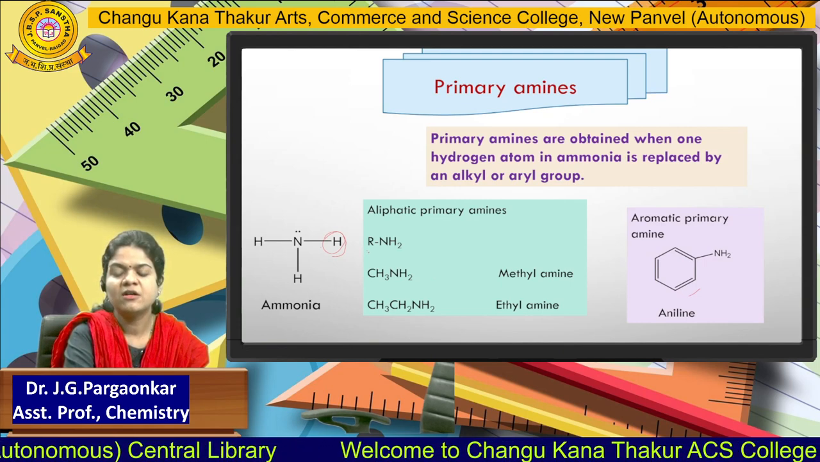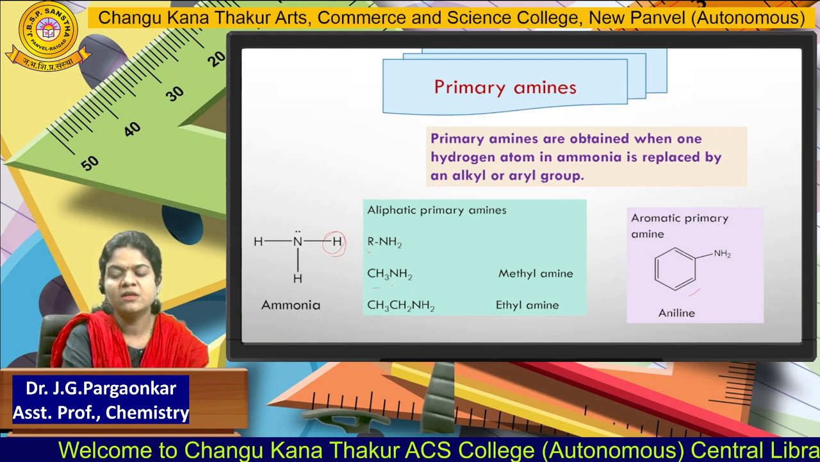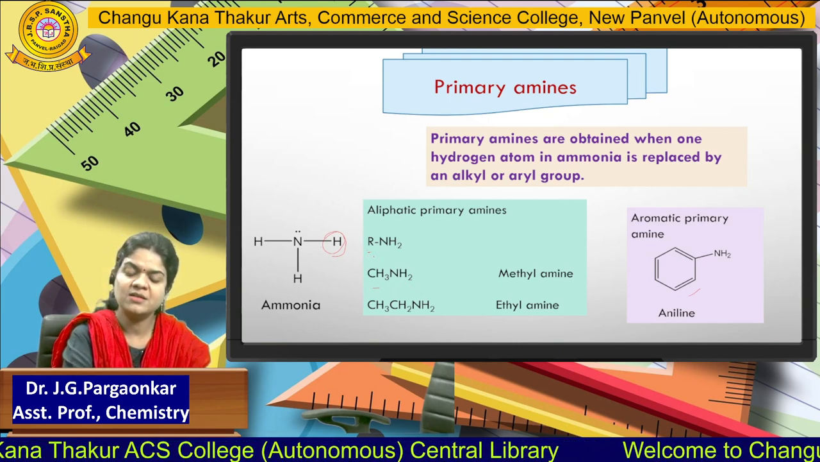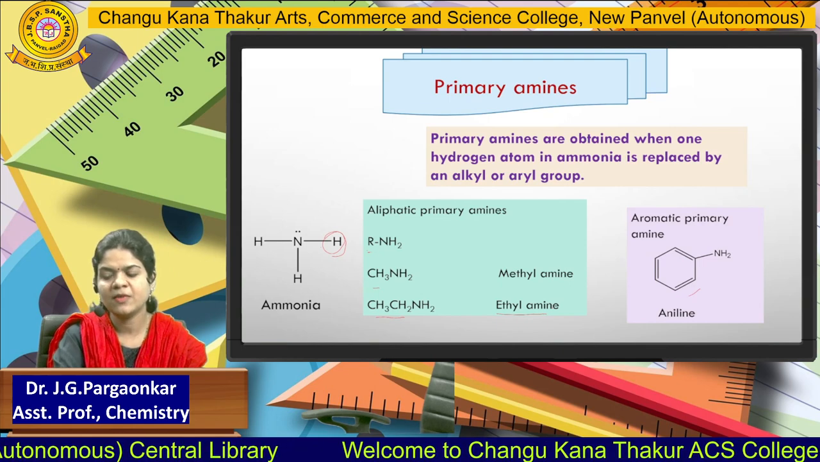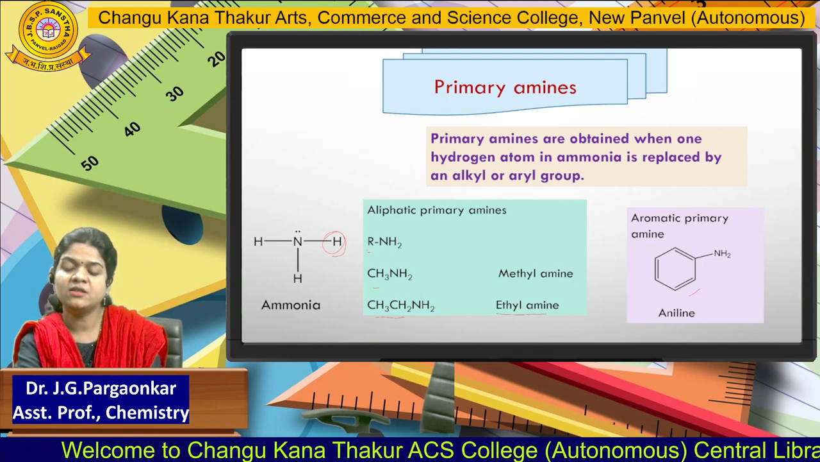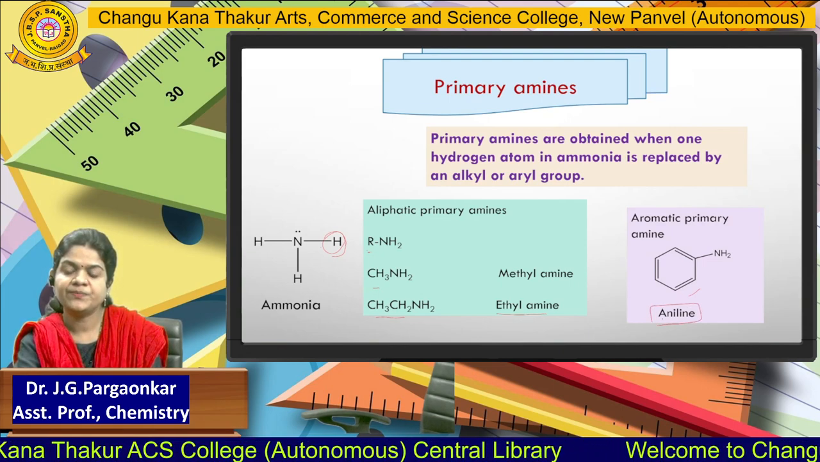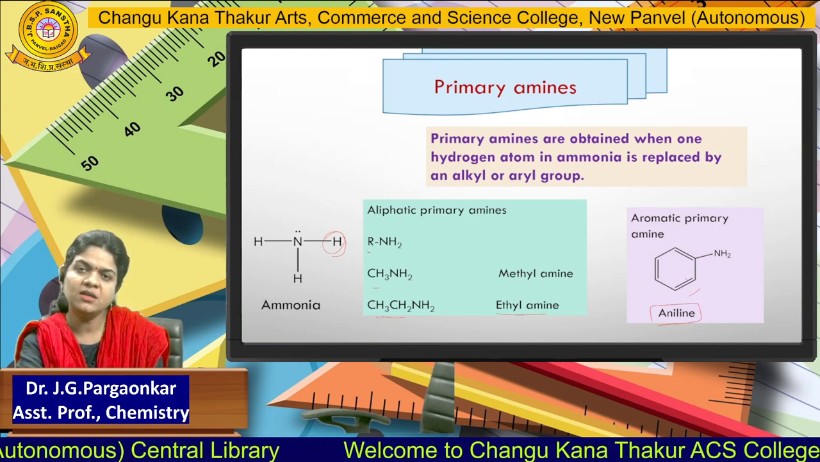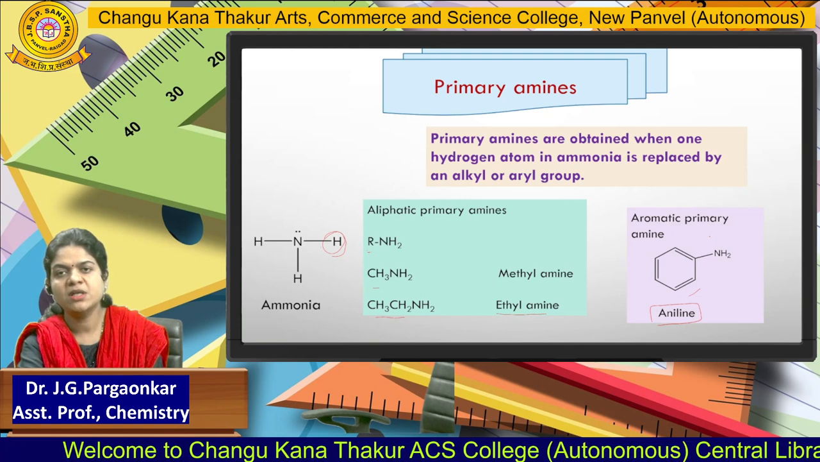In the case of aliphatic primary amine, if R is the methyl group, then the name of this compound will be methyl and ending with amine. If R is the ethyl group, then the name will be ethylamine. Now, see students, if the NH2 group is attached to the phenyl ring, then the name of this compound is aniline, and aniline is the aromatic primary amine. The NH2 group is linked to the phenyl ring, so this example comes under aromatic primary amine.